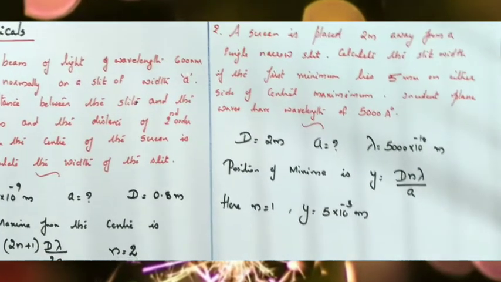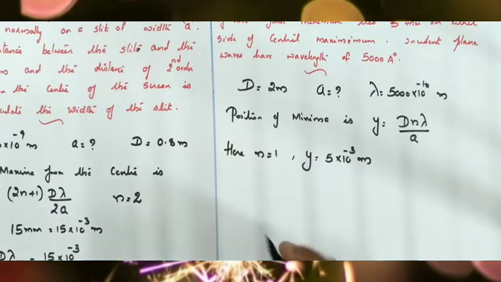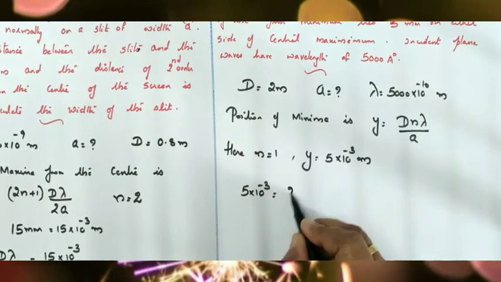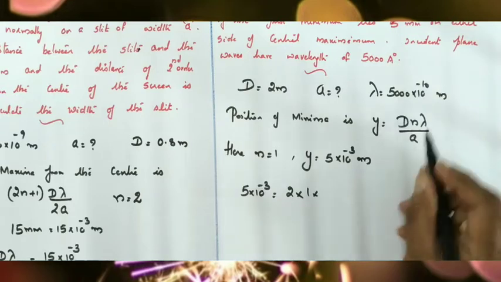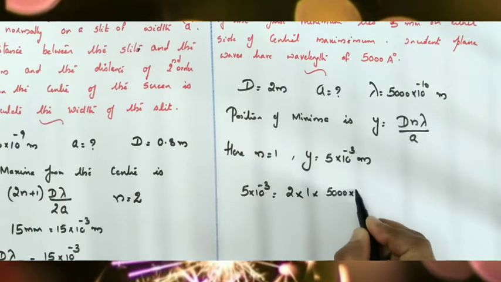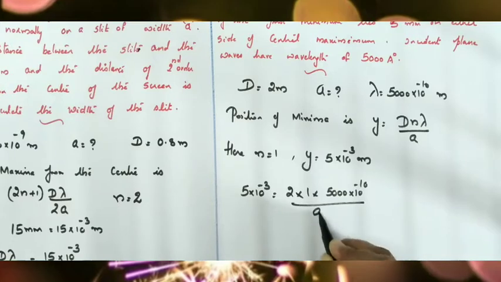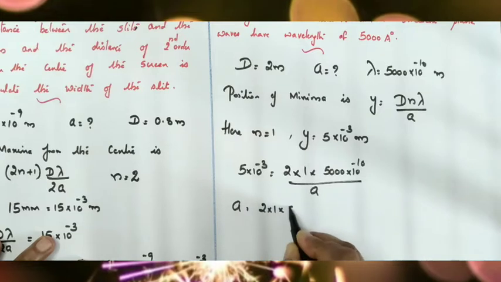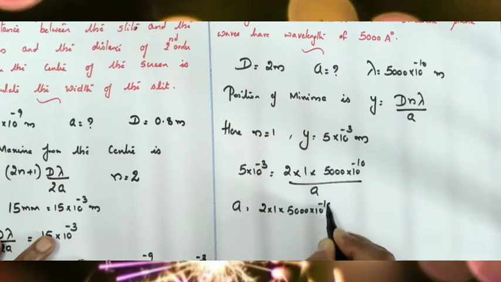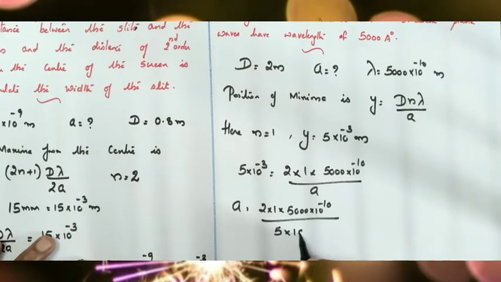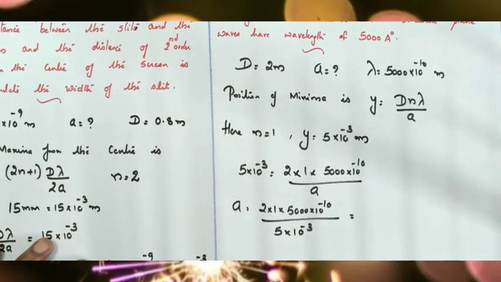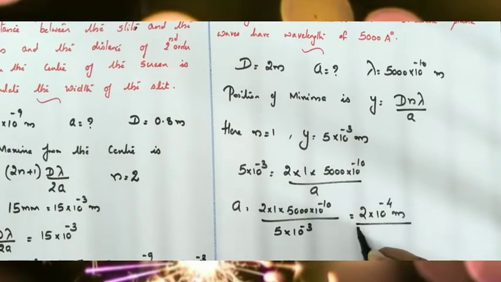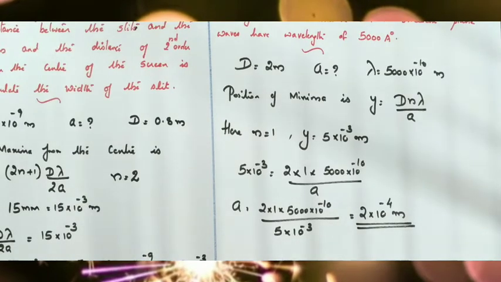So, all the values are given. We can directly substitute. 5 into 10 raised to minus 3 equals capital D, that is 2 meter, into n, which is 1, into lambda, 5000 into 10 raised to minus 10, divided by a. So a equals 2 into 1 into 5000 into 10 raised to minus 10 divided by 5 into 10 raised to minus 3, and the answer is 2 into 10 raised to minus 4 meter. So, the slit width is 2 into 10 raised to minus 4 meter.